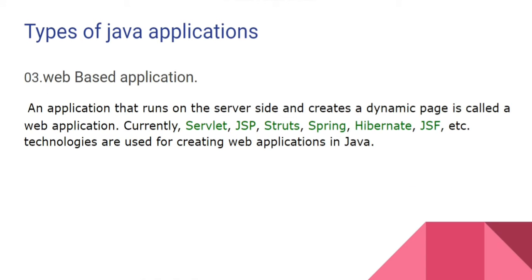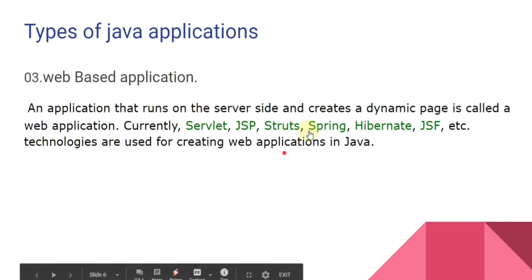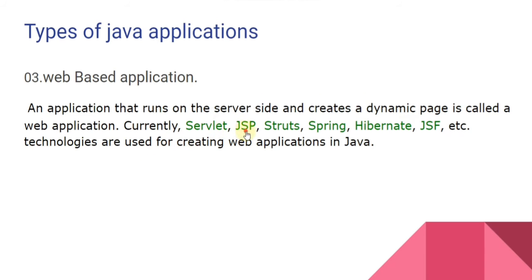Then we have web-based applications. Everything is available on the web. An application that runs on the server side and creates dynamic pages is called a web-based application. Currently servlets, JSP, Spring, Hibernate, etc. are the technologies used for creating web-based applications in Java.